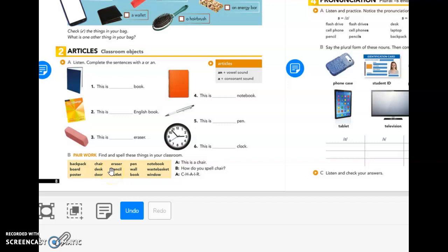Practice pronunciation. En el internet también puedes practicar cómo se pronuncia cada uno. Pero en este momento vas a practicar conmigo, ¿ok? Enfoquémonos en esta parte y vamos a decir backpack, board, poster, chair, desk, door, eraser, pencil, outlet, pen, wall, book, notebook, waste basket, window.